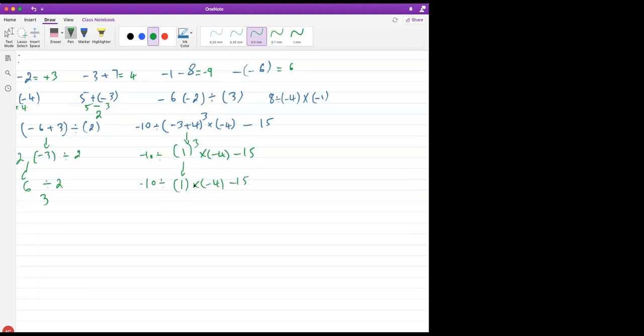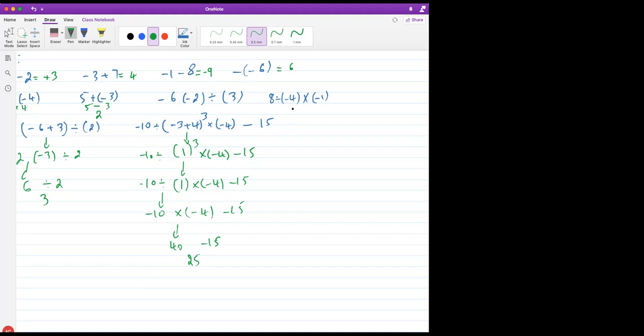And we have division and multiplication. What do we do after that? Division. Negative 10 times negative 4 is 40. Right, it's positive 40. Positive 40 minus 15. Why can't I find 25.